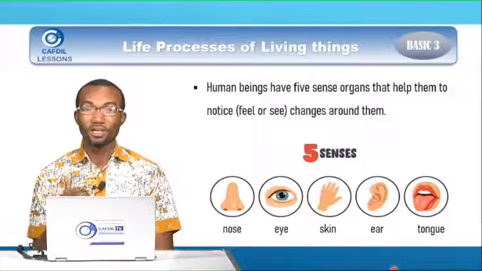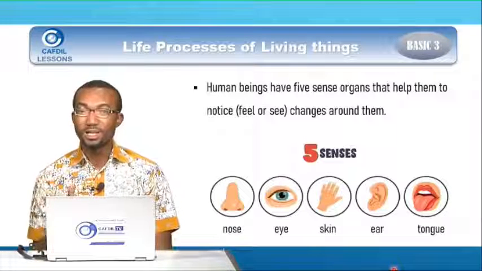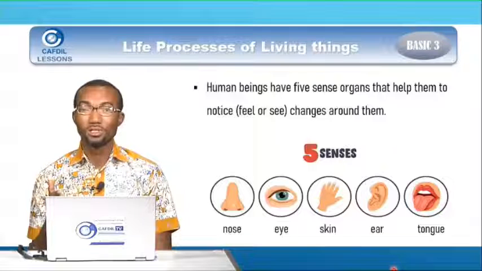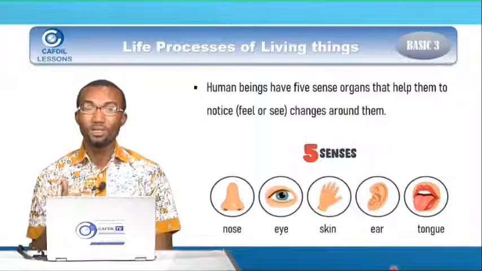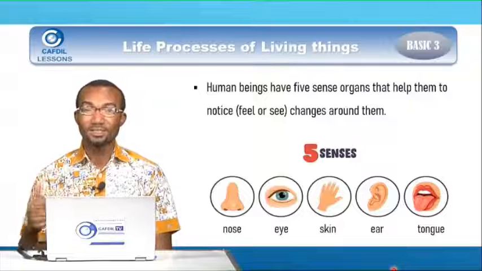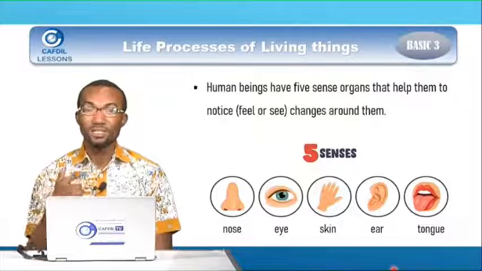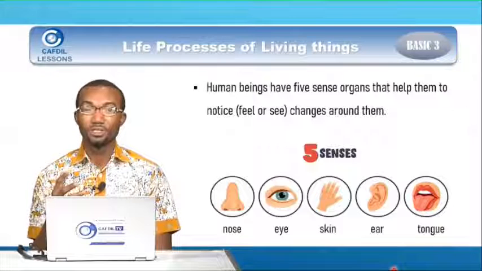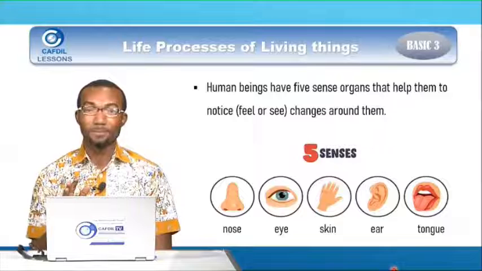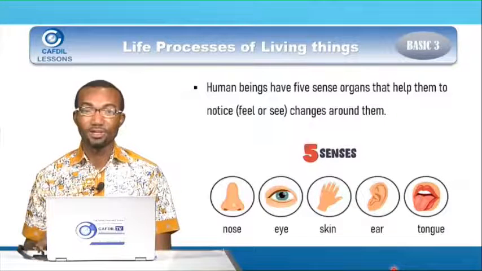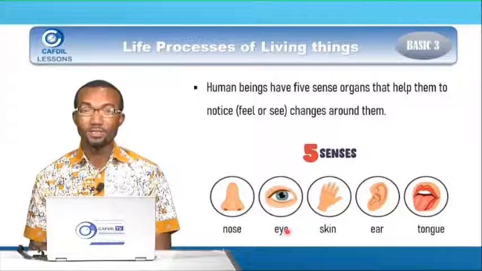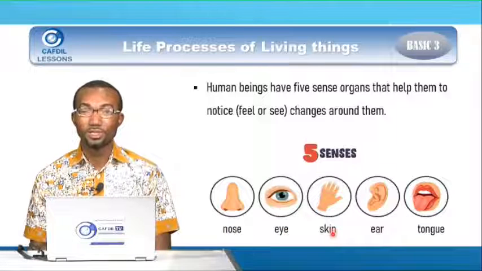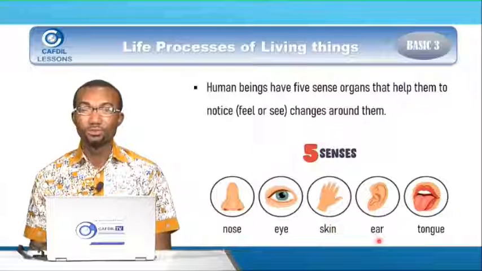Which parts of your body help you to notice that smell? That is your nose. So human beings and all living things have certain things that help them to see or feel changes around them. So let's start with human beings. We have five senses. The first one is the nose. You have the eye to see, the skin to feel, the ear to hear, and then the tongue to taste.